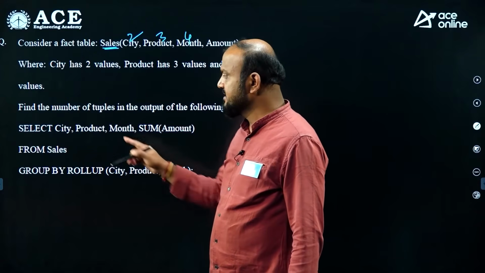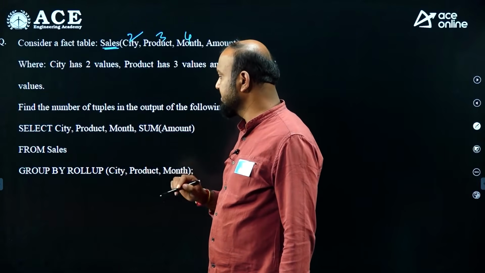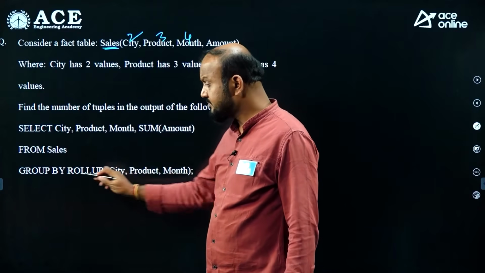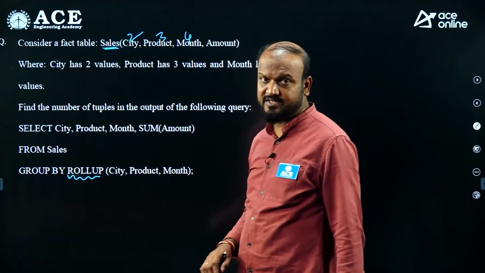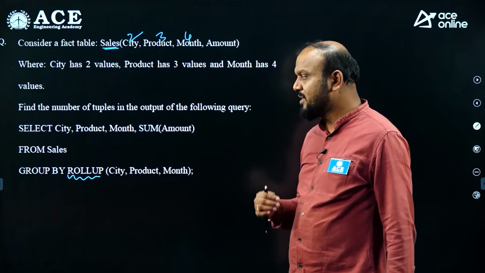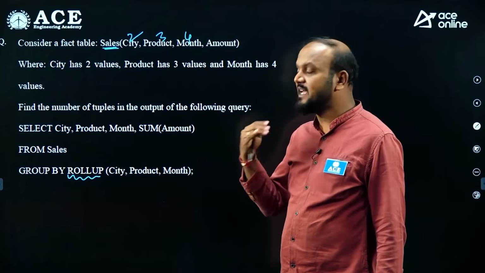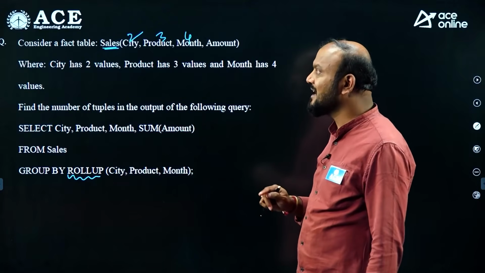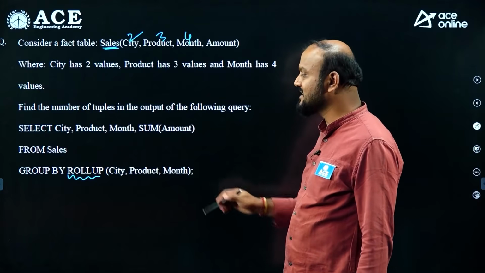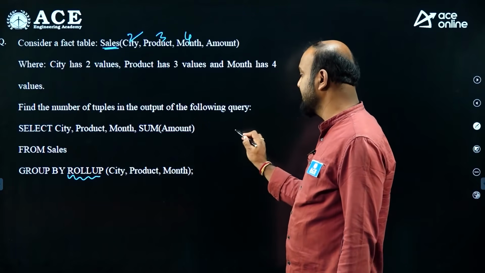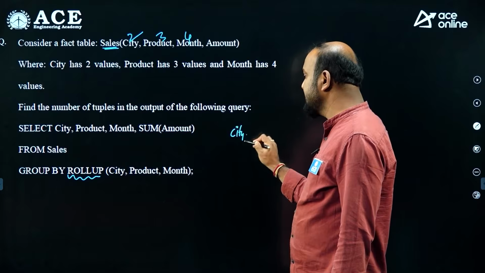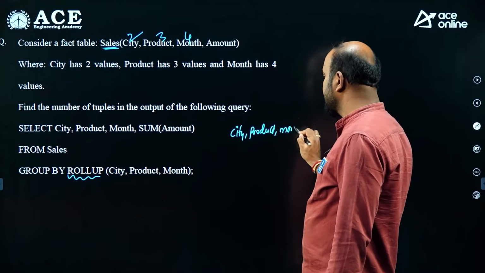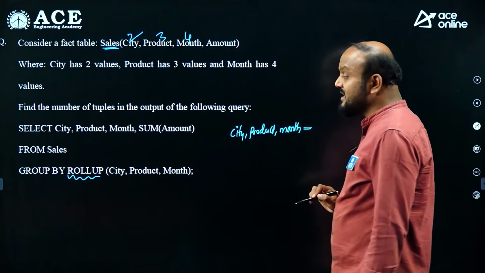Now the question is, find the number of tuples in the output of the following query. What is the query finding? Select city, product, month and sum of amount from the sales fact table, group by roll-up operation. What is roll-up operation? Roll up means reducing the dimensions. Here it has to find the aggregates with respect to city, product and month.